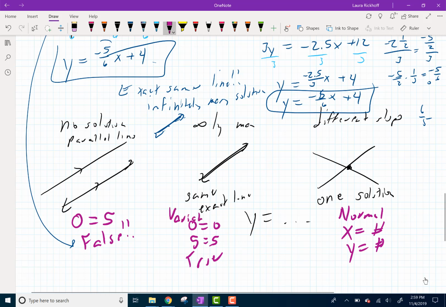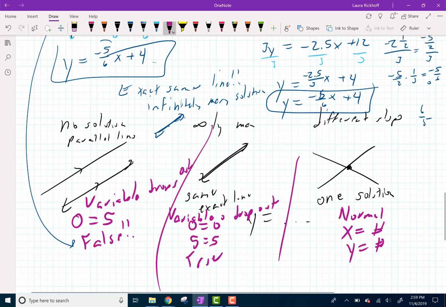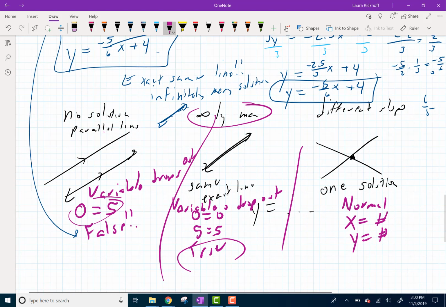So if you were to solve these and you just didn't know that something weird was going to happen, you're looking for one of those cases. No solution would be if you got something false at the end. Infinitely many solutions would be if you got something true at the end. And one solution is just your normal: the x's don't go away and you just get x equals something. So maybe I'll do the next one that way and we can see it.